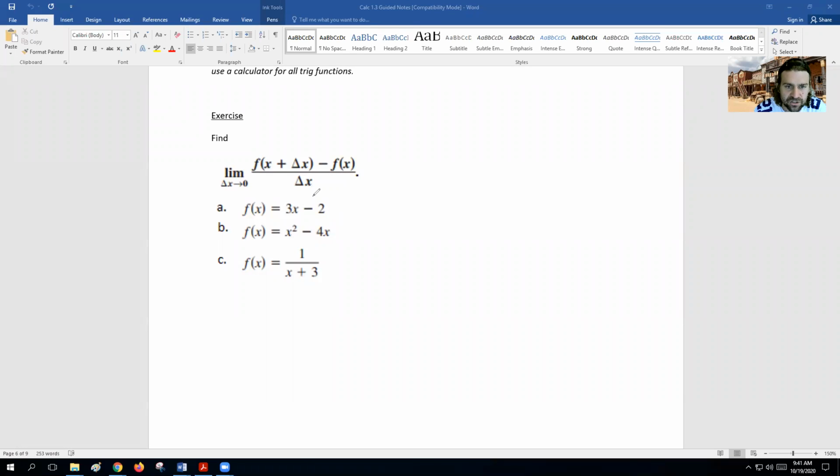So for our first problem, we have 3x minus 2 as our f of x. If I was going to set up this problem, remember, we're going to break this up into 3 parts. This first part is, what is f of x plus delta x? So I'm going to find the limit as delta x goes towards 0 of, here's f of x plus delta x, that's going to be 3 times x plus delta x minus 2. And then minus f of x, which is just 3x minus 2, all over delta x.